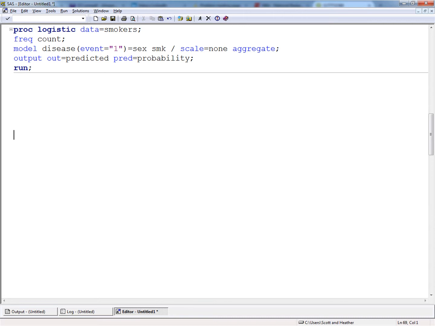Now to get the goodness of fit test, we use the aggregate option. However, the aggregate option requires us to specify a scale. We'll talk more about what the scale means and what it is that we're scaling in a future lecture. But for now, we actually don't want to do any scaling. It's weird that we have to tell SAS that, but nonetheless we do. So we also have to include that scale equals none option. And if we do that, we get the following output.